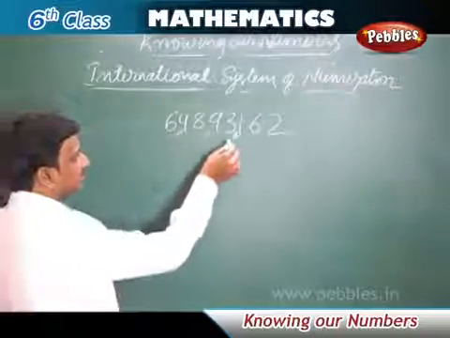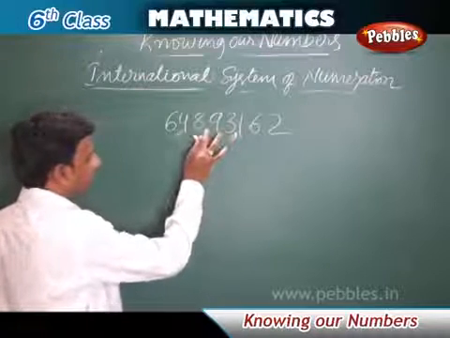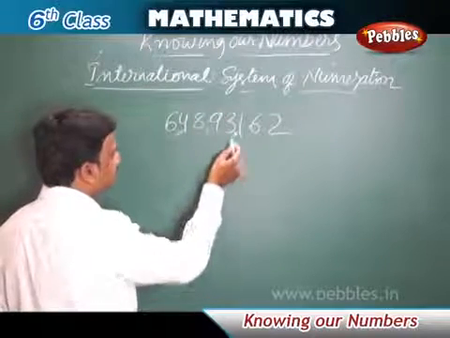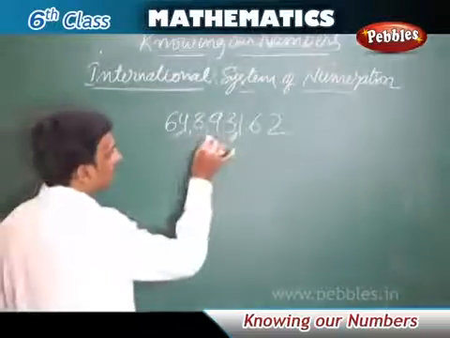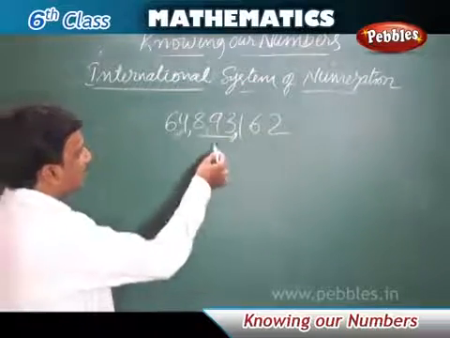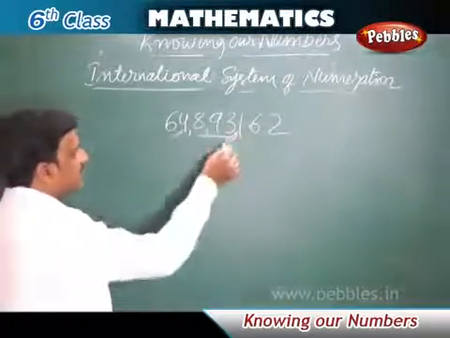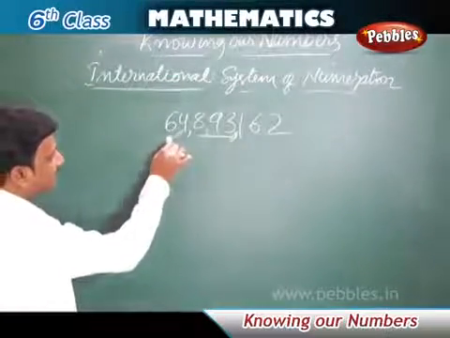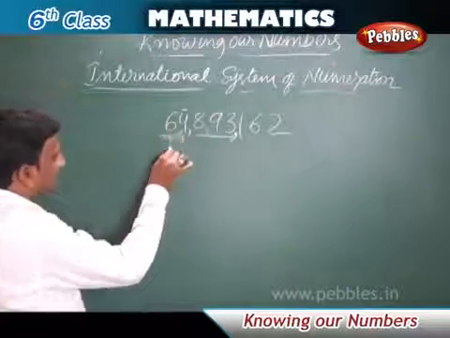In our Indian system, after 2 more digits, that is after the thousands place, we keep a comma, and we read the part before it as lakhs. But in the international system, after 3 more digits, they put a comma, and they read this as thousands. Generally, after 10,000 we go to lakhs, but they say thousands. 893,162. And the number before this comma is read as million and 10 million.